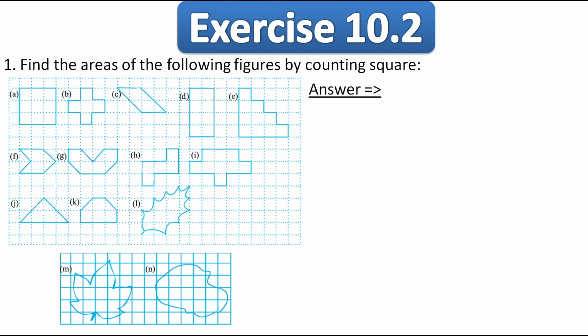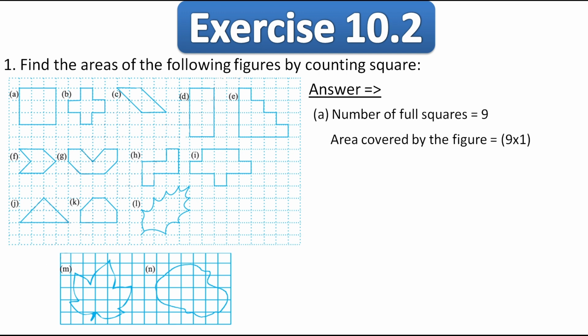Now I'll tell you how to write this. Some of the figures have half squares, right? Therefore, we write the number of full squares here is equal to 9. Therefore, the area covered by the figure is 9 into 1. Why am I multiplying here with 1? Because the full square is present inside it. 9 full squares are present inside this figure. Therefore, I am multiplying with 1. Therefore, the area covered by this figure is 9 square units.